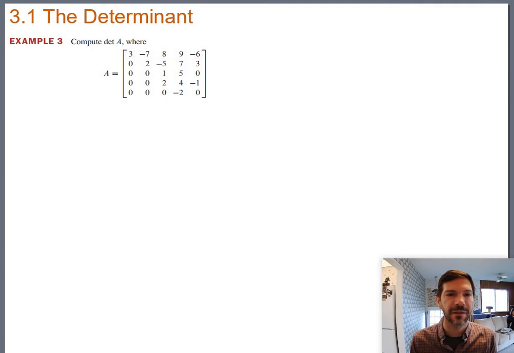Instead, let's make a more intelligent choice and save ourselves some work. I'd rather have 0 times stuff. I like multiplying 0 times things, which to me says either the first column or the last row would be a great pick. Your book, since this is example 3, picks the first column. I'm going to go ahead and pick the last row just so you get some variety. Maybe you can see it done 2 different ways.